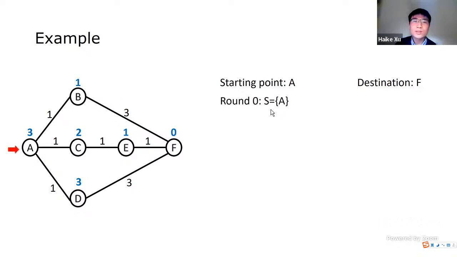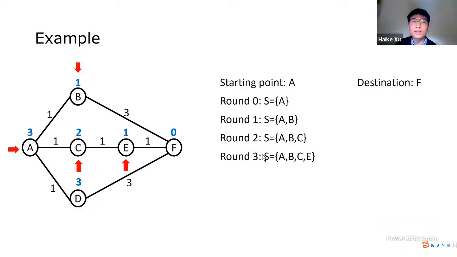Initially, at round 0, the set capital S equals A, which is only the starting point. In round 1, the next to be scanned is B, because 1 plus 1 equals 2, which is the smallest among all the other vertices. And the next to be scanned is C, according to the rule on the last page. And then E will be scanned, and finally F will be scanned by A*.